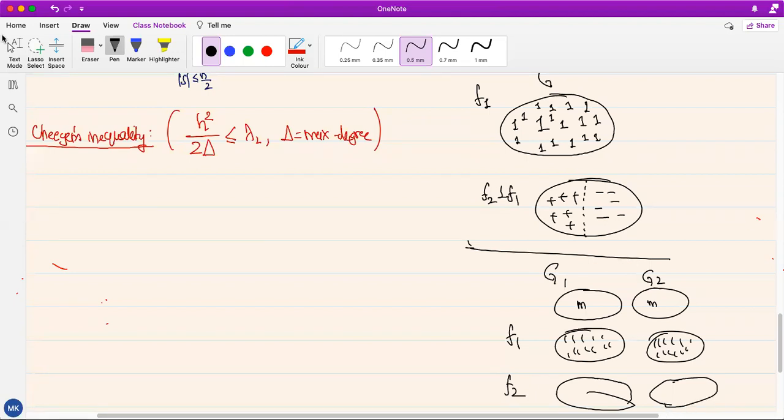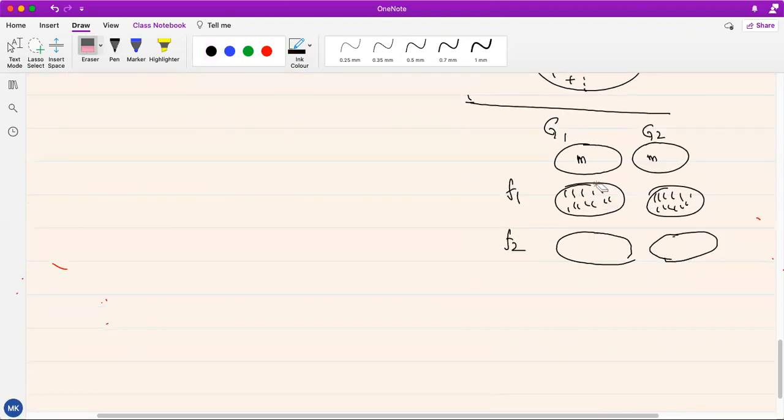In this case, lambda 2 is also 0, by the way. So there are many choices for F1 and F2. But suppose I choose F1 to be the all constant 1, how would you choose F2 in this particular case? All components, we can choose all 1. Here you choose all 1.